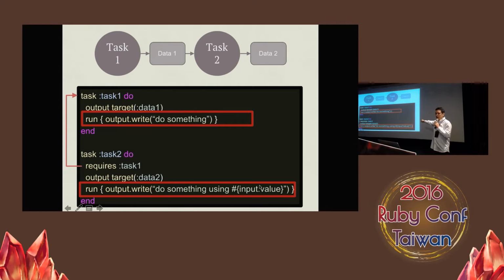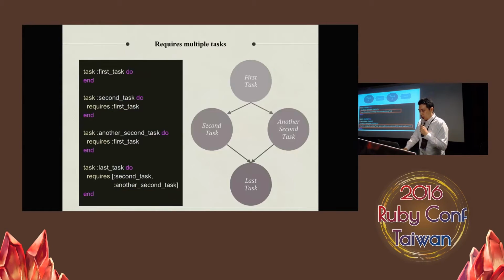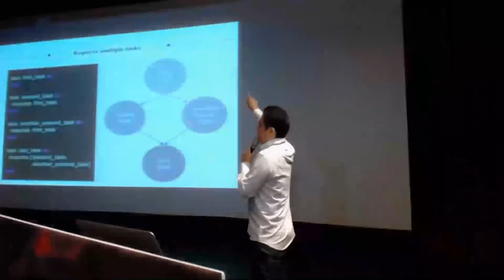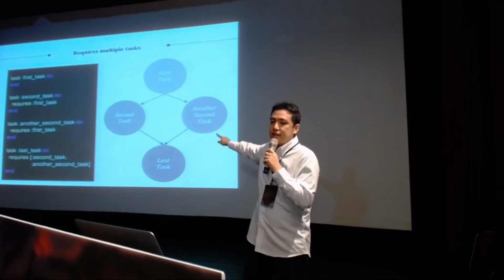This input method returns the data task 1 generated. This output data is a target. I will explain about target in the next term. You can write not only a single dependency, you can write multiple task requires like this. In this case, the last task requires the second task and another second task. So internally, it builds a DAG like this.